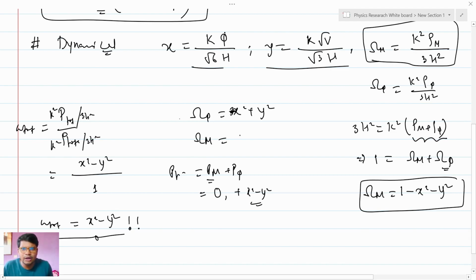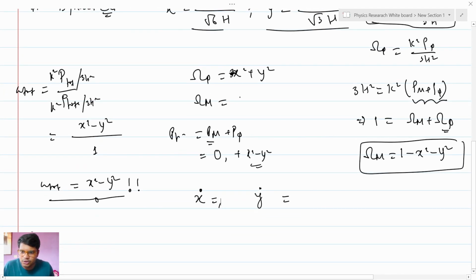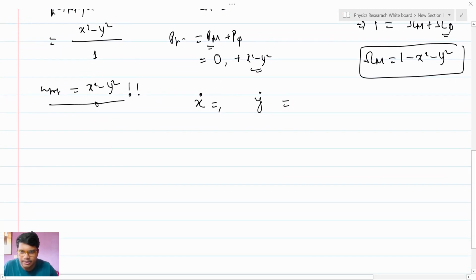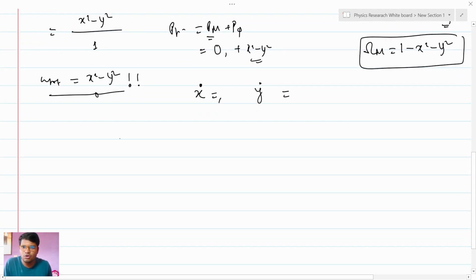Now, again, when you are using x is equal to kappa phi dot square over square root of 6, you have to find x dot, and then similarly you have to find y dot. You can also see my previous videos where I have already determined the dynamical stability of this particular system, so I'm not writing the equation. I'm just showing you that whenever you write x dot, it means dx over dt, right?